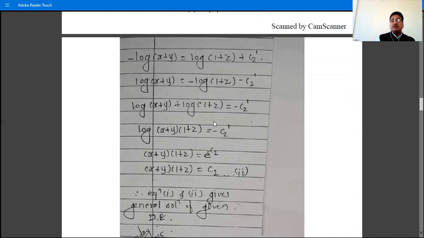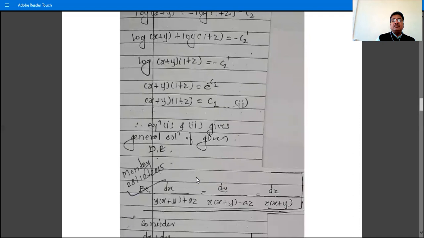And so shift this log to RHS. So it becomes e raised to minus c2 dash. And suppose this e raised to minus c2 dash is c2. So this is another solution. So here we have the 3 solutions for this problem, but we only obtain 2 independent solutions, and so the first and second give the general solution of the given differential equation.